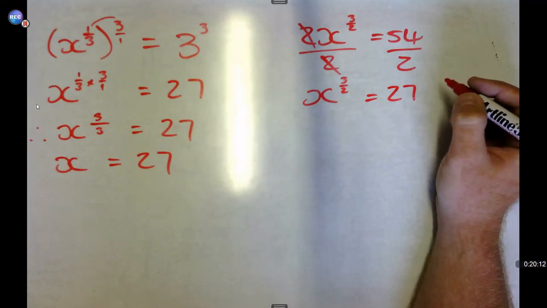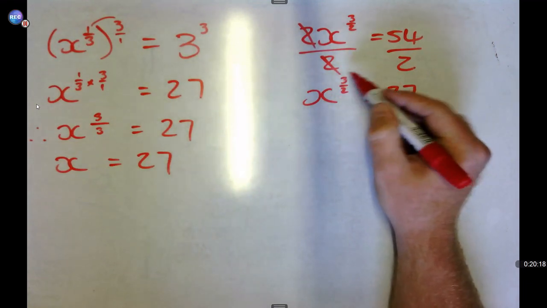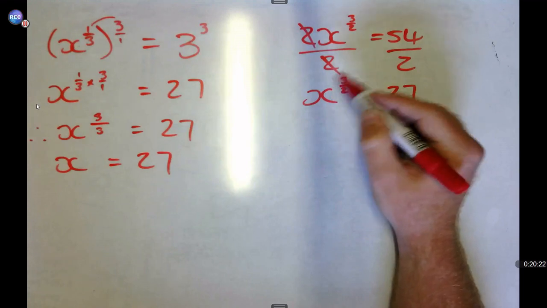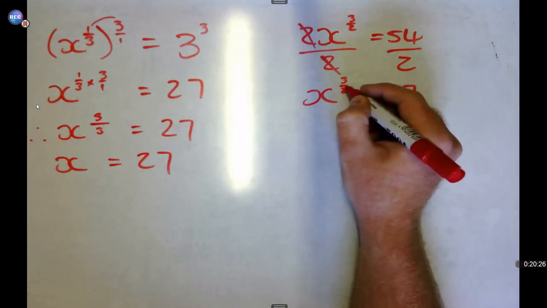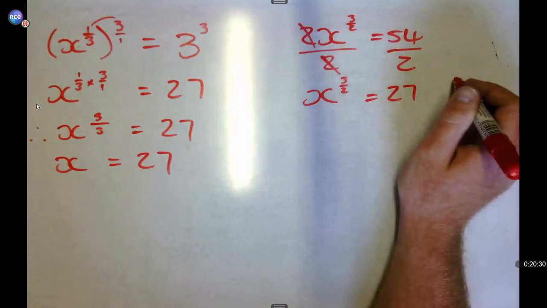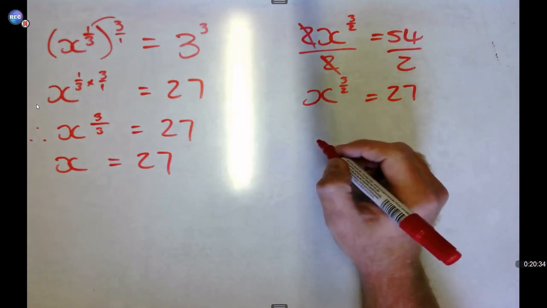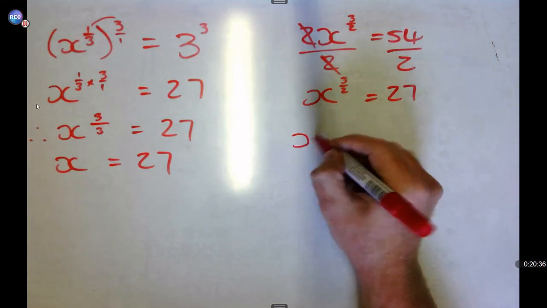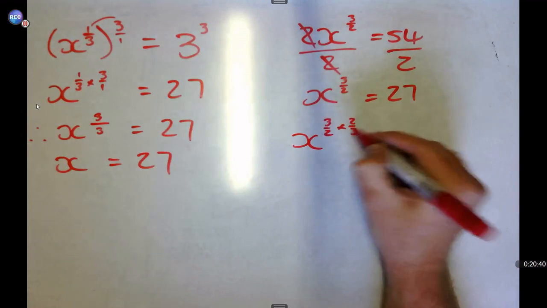Okay, what you need to do now is, we need to get rid of this over here. But remember, what you do on the left, you obviously need to do on the right. So if I get rid of this, or basically make it a whole number, whatever I do to this side I need to do to the other side. So to get rid of this, I will have to multiply by 2 over 3. So I'll say x to the power of 3 over 2 times 2 over 3.